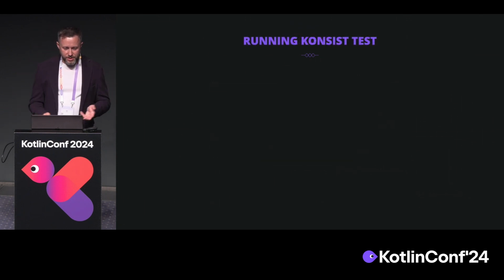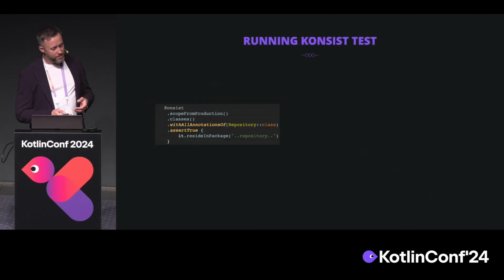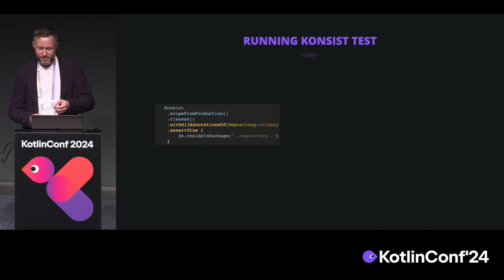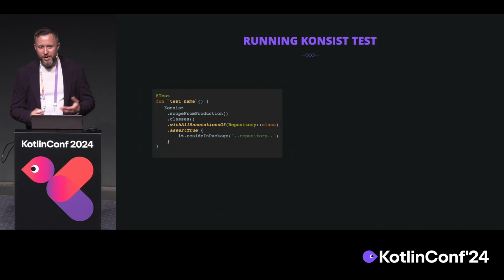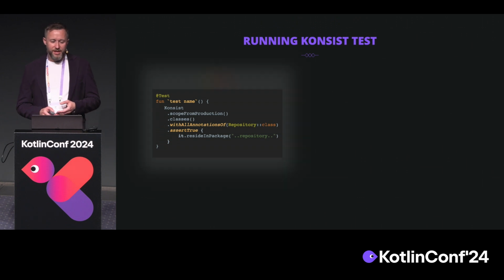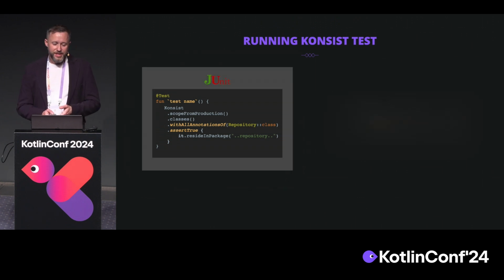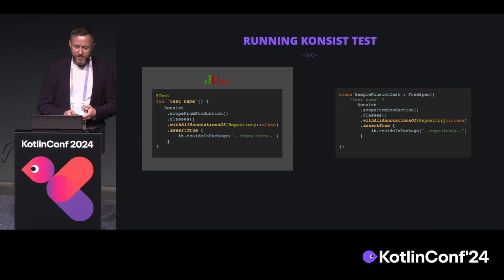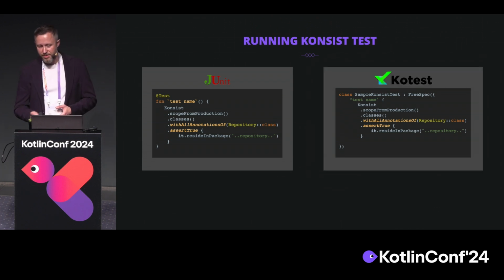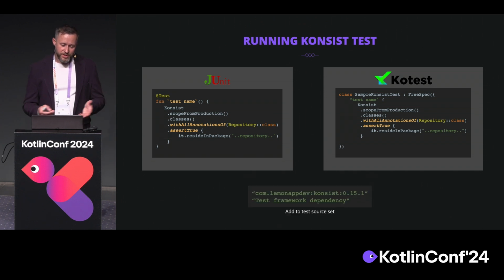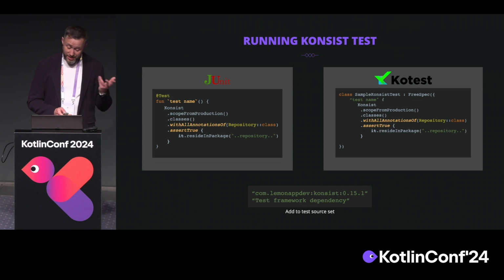Obviously, you may wonder how we run this Konsist test. So now the question is how would we run this test, right? We basically run it by wrapping this in a JUnit test, and this is it. Obviously we can do the same with Kotest. In Kotest we wrap this in a Kotest lambda. In JUnit we just wrap it in a JUnit method. And because this is a library that requires a dependency, we need to add the Konsist dependency into the test source set, as well as the test framework dependency of your choice.